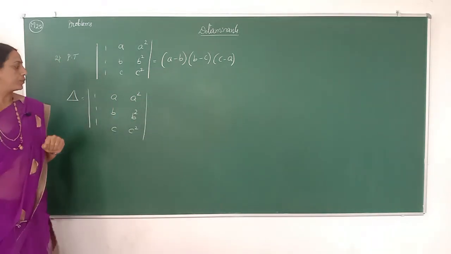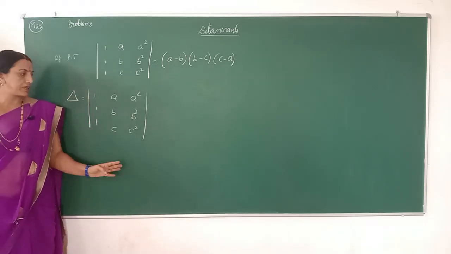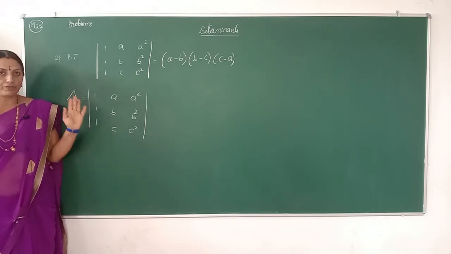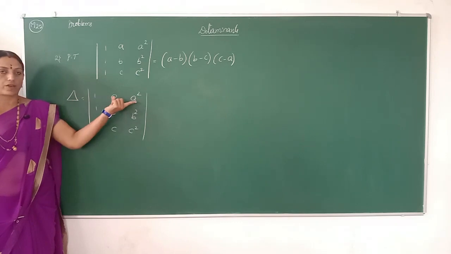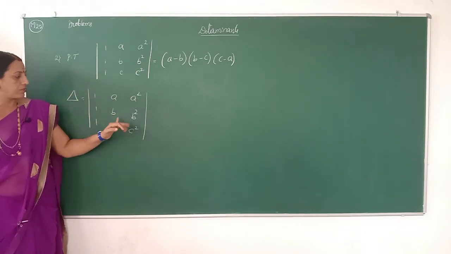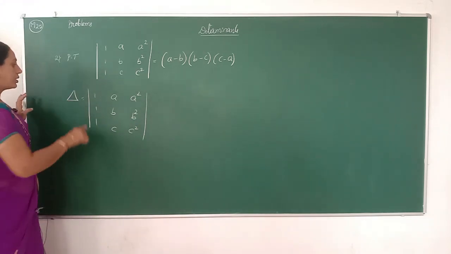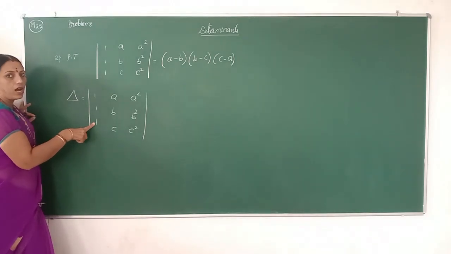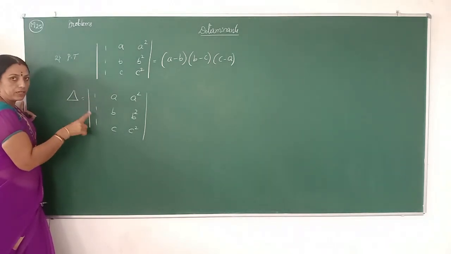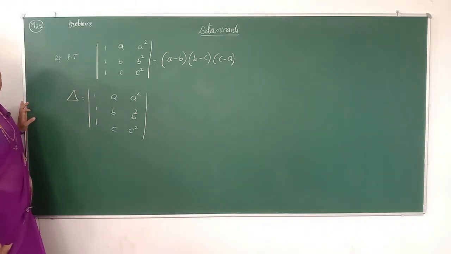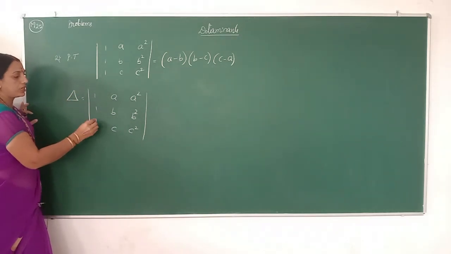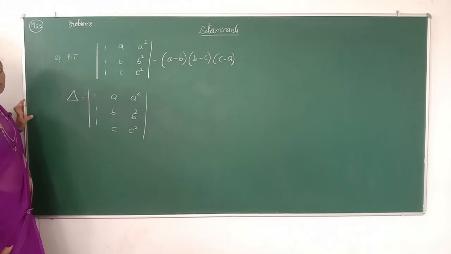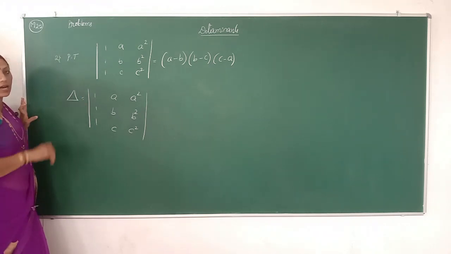Again, first we will observe what the common elements of any rows or any columns are. If all the elements of any row or column have a common factor, we check that first. In the first row, 1, a, a square does not have any common factor. Similarly for 1, b, b square and 1, c, c square. But if all the elements in one row or one column are 1, it is easy to get zeros, by using row or column operations on the determinant.